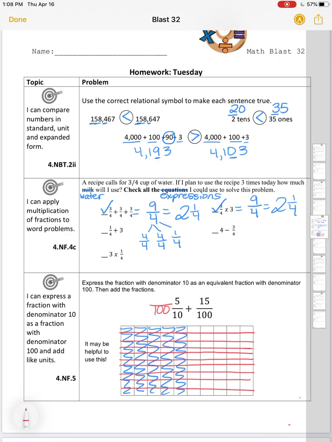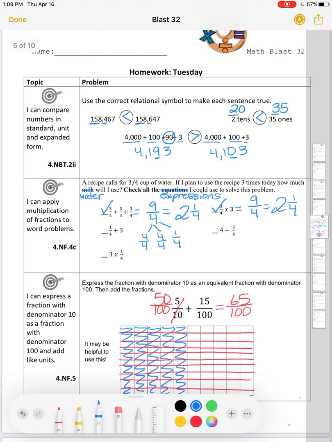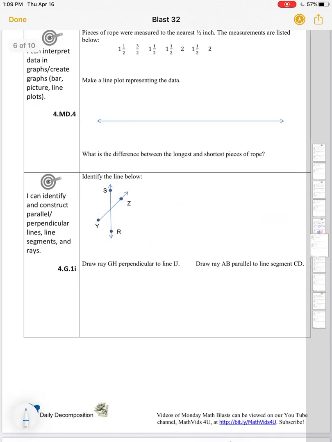So we now have 100 total parts, and we see that the 10 that were shaded has become 50 shaded. So 50 1/100ths is the same thing as 5/10. And when I add that, 50 1/100ths plus 15 1/100ths is 65 1/100ths. All right, now for the back side.